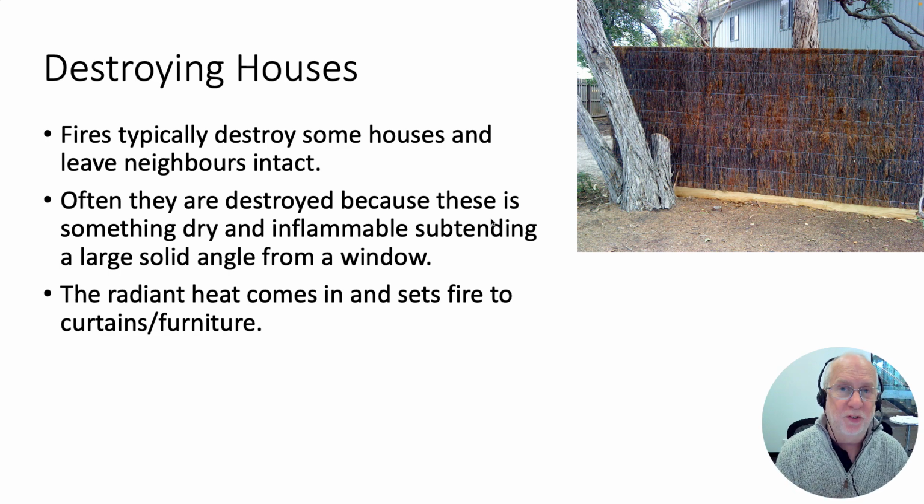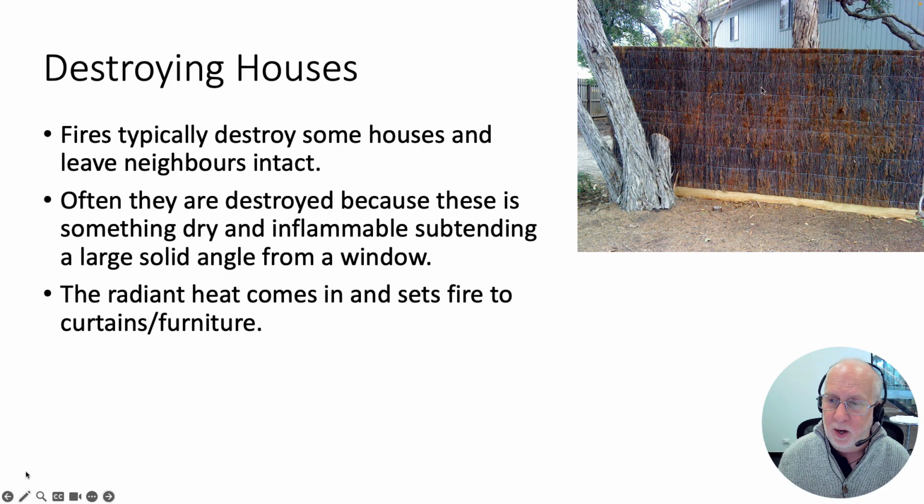This is crucial to understanding how houses are destroyed. After the Canberra bushfires, many people were amazed because if you look along the main streets that were most damaged, some houses were destroyed and the house next door to it might be fine, and then another one destroyed, another one fine. How is it that some houses survived and some didn't? And a lot of it has to do with the solid angle and radiation.